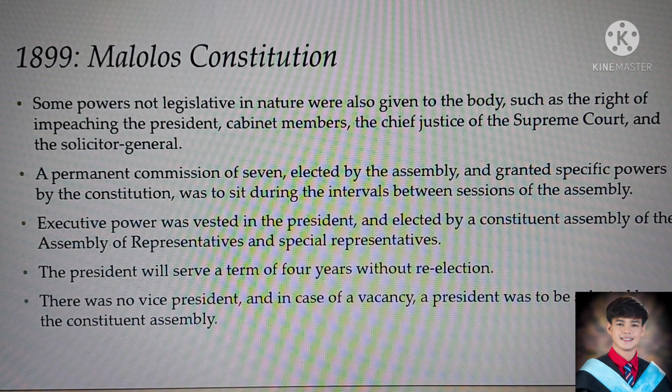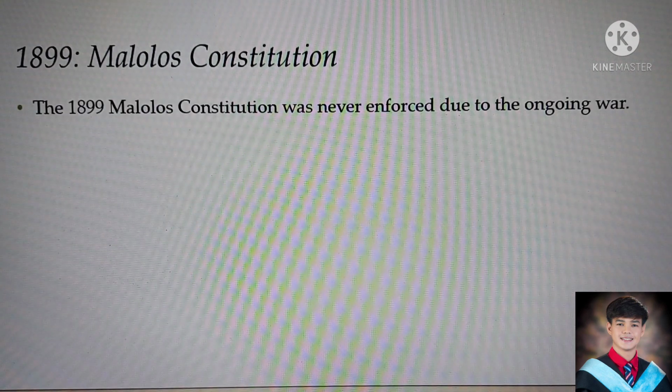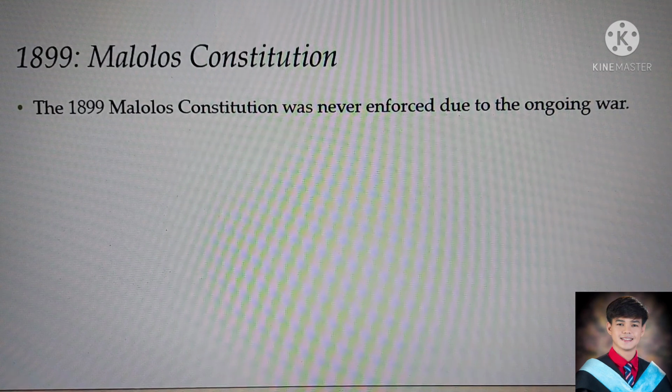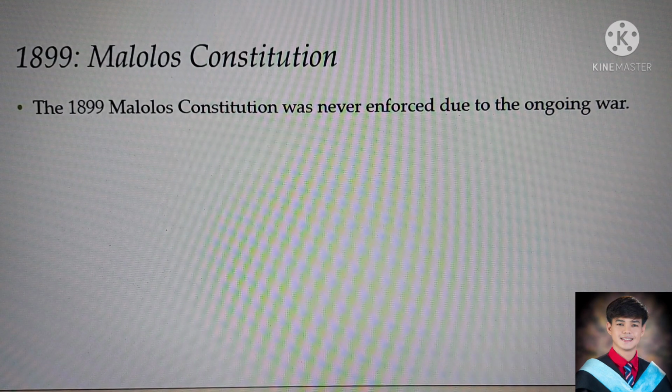There was no vice president, and in case of vacancy, a president was to be selected by the Constituent Assembly. So ano mang mangyari doon sa nakatayong presidente, pag nagkaroon ng vacancy, boboto uli or mamimili uli ng presidente. The 1899 Malolos Constitution was never enforced due to the ongoing war.